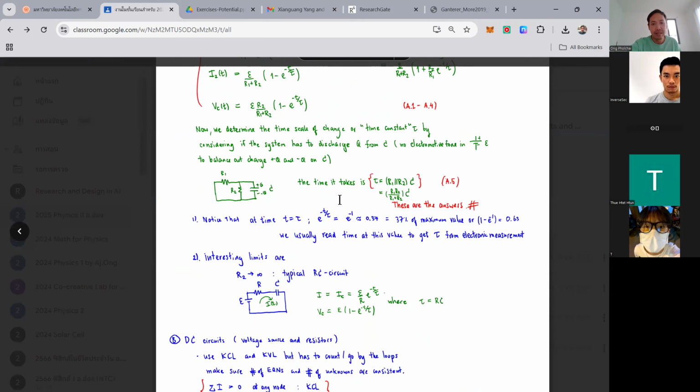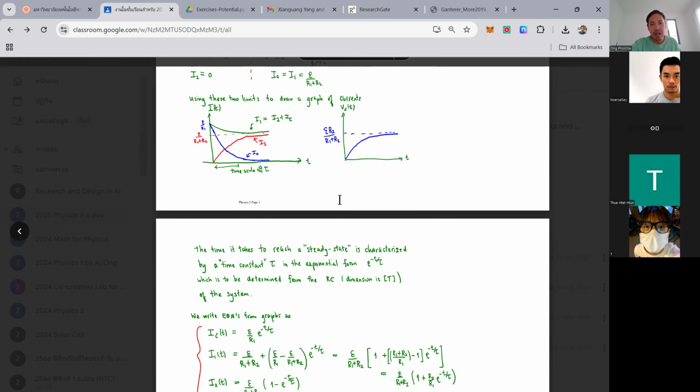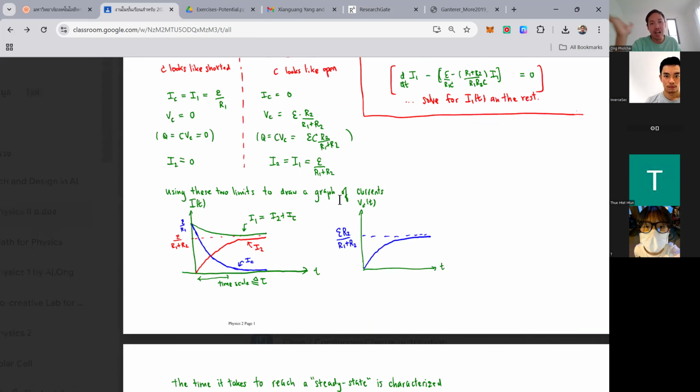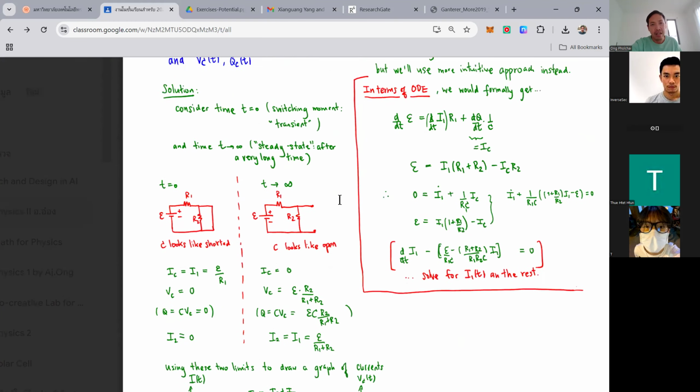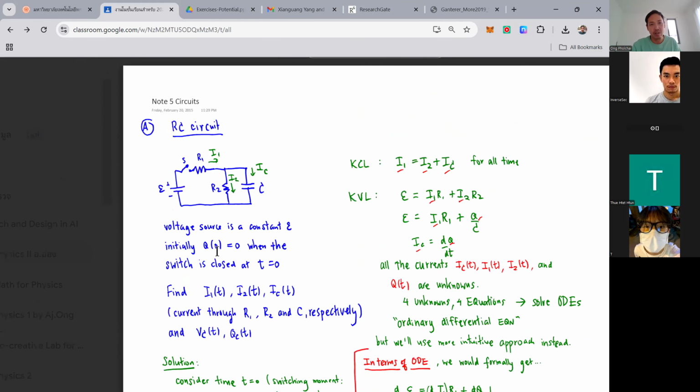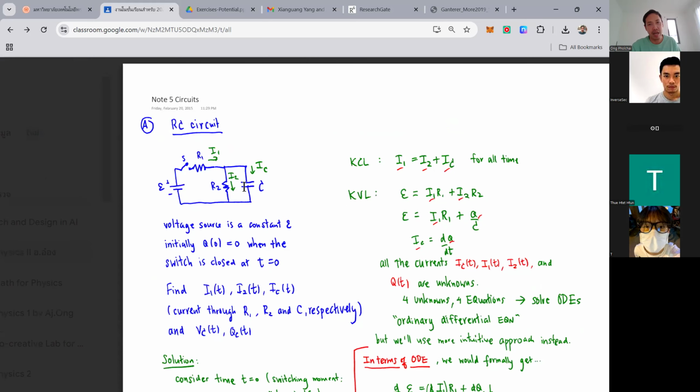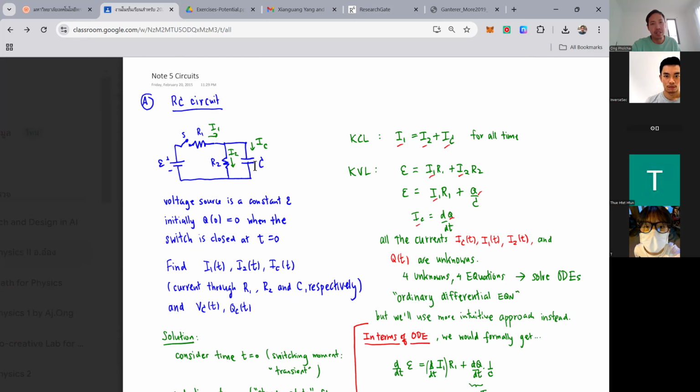Makes sense? So overall, whenever you have an RC circuit, and then you turn the switch, the closed switch like this, it's gonna charge the capacitor, right? It's called charging. And let's say if it's already charged and then you open the switch again, it's gonna discharge. C is gonna discharge into R2, right? So there's a process of charging and discharging.